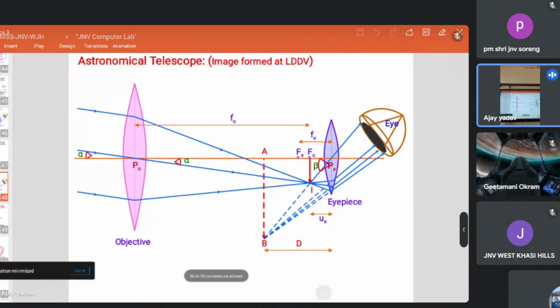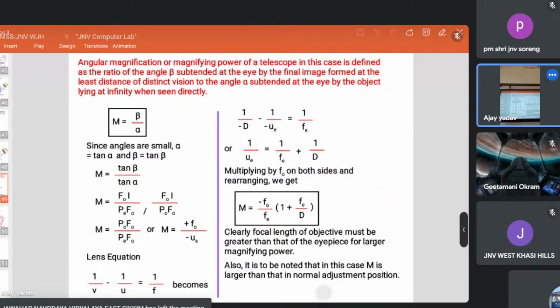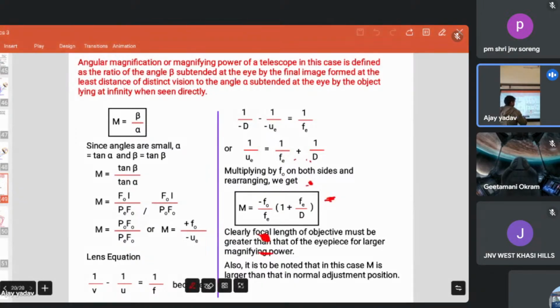Similarly, here we will calculate the magnifying power. It is again beta by alpha. If beta and alpha are small, we can write tan beta upon tan alpha. Similarly, tan beta and tan alpha we can derive from this triangle like we did for the normal adjustment case, and this is the formula in this case.